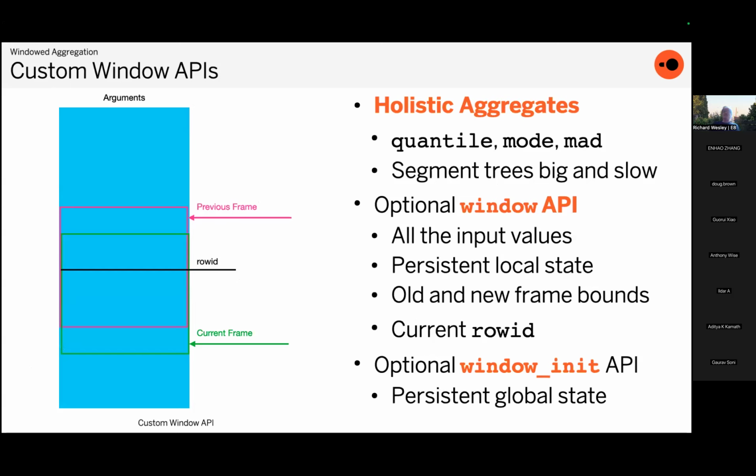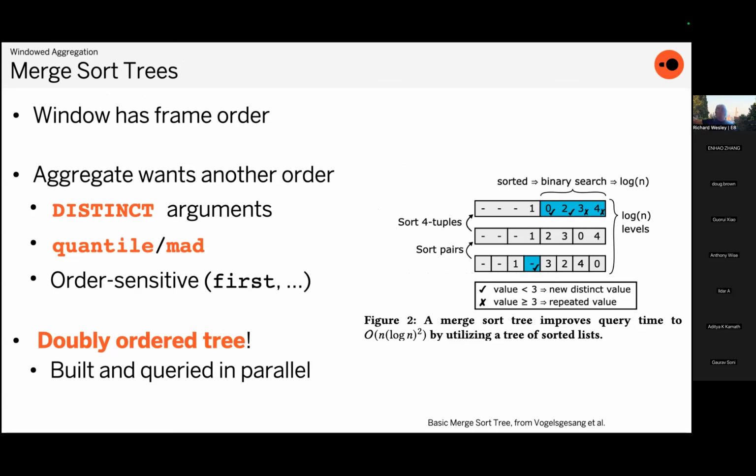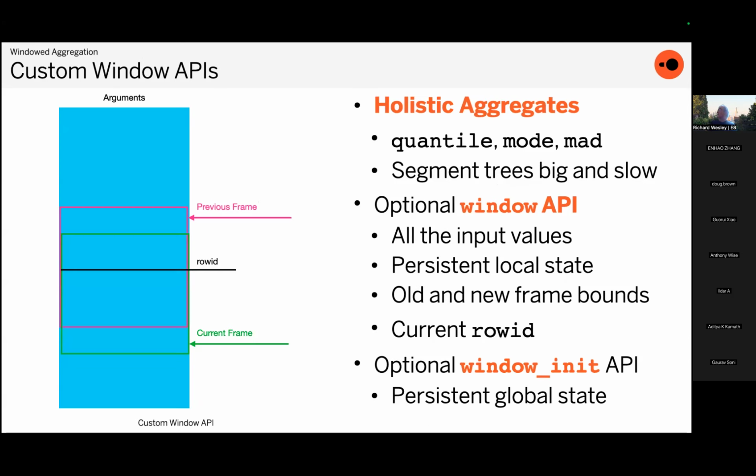And last of all, sometimes none of these things work and you just want to hand it off to the aggregate. You want to throw up your hands. Holistic aggregates are a lot like this. Quantile, for example, we actually don't use the merge sort tree in the operator. We just hand it off to work with it itself. So internally, we have these custom window APIs. You can create an initial data structure, and then on each thread, you'll get, here are all the input values. You can keep your own persistent local state. Here's the old frame, here's the new frame, here's the row you're at. Have fun. Tell us what the answer is. It turns out you can do some wacky things with this. I'll get to that in a second.